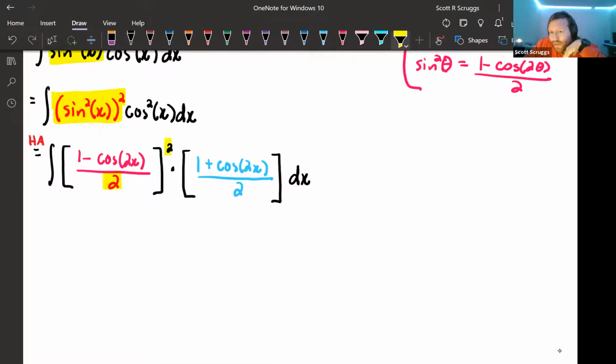Two squared will give me 4. Multiplied by that 2 will give me 8 in the denominator, which means I'll have a coefficient of 1 over 8. And one of our properties of integrals is that coefficients or constants, I can take those outside of the integral and multiply it. So that's where the coefficient of 1/8 came from.